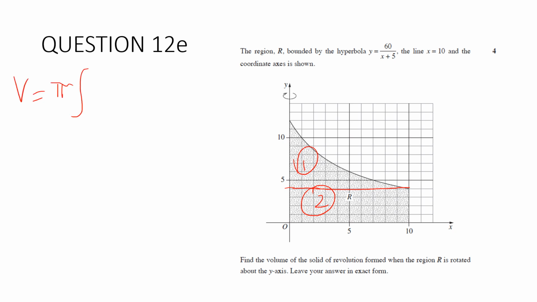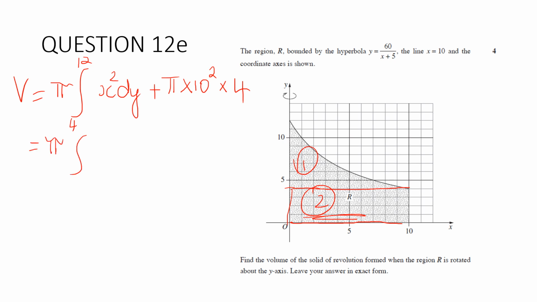Let's do the first region. In between 4 and 12, we're going around the y-axis, so we've got x squared dy. Plus, we could do calculus for this, but it'd be overkill. It's just going to be a cylinder, and the volume of a cylinder is pi r squared h. The radius is 10, the height is 4, so pi times 10 squared times 4 is equal to pi integral between 4 and 12. Now we need x squared. So let's turn this around. x plus 5 is equal to 60 over y.